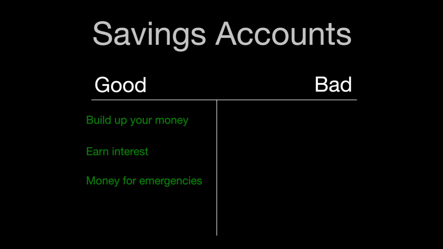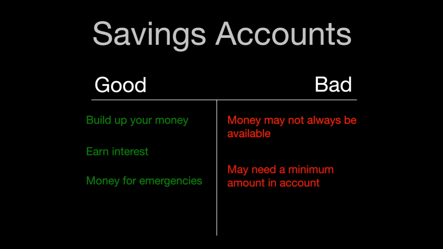There are some disadvantages of a savings account. 1, money is not always available. Many savings accounts only allow you to take money out 4 to 6 times a month. You may need to maintain a minimum balance at all times. Well, let's talk a little bit about interest.